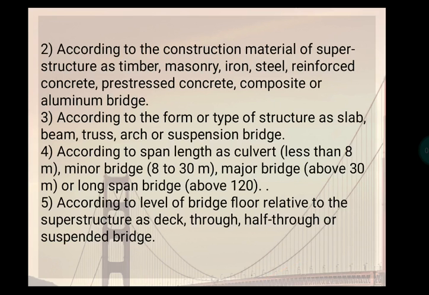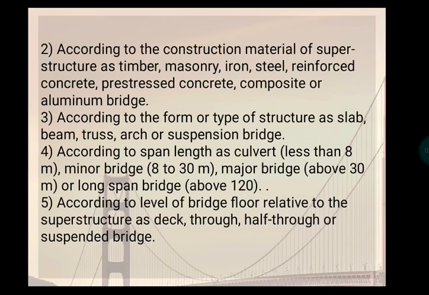Next type is according to the construction material. So superstructure as timber, masonry, iron, steel, reinforced concrete, pre-stressed concrete, composite, aluminum bridge. Timber bridge, the bridge in which the superstructure and substructure are made of wood. Masonry bridge, the bridge in which the superstructure and substructure are made of brick, stone or other masonry materials are known as a masonry bridge.